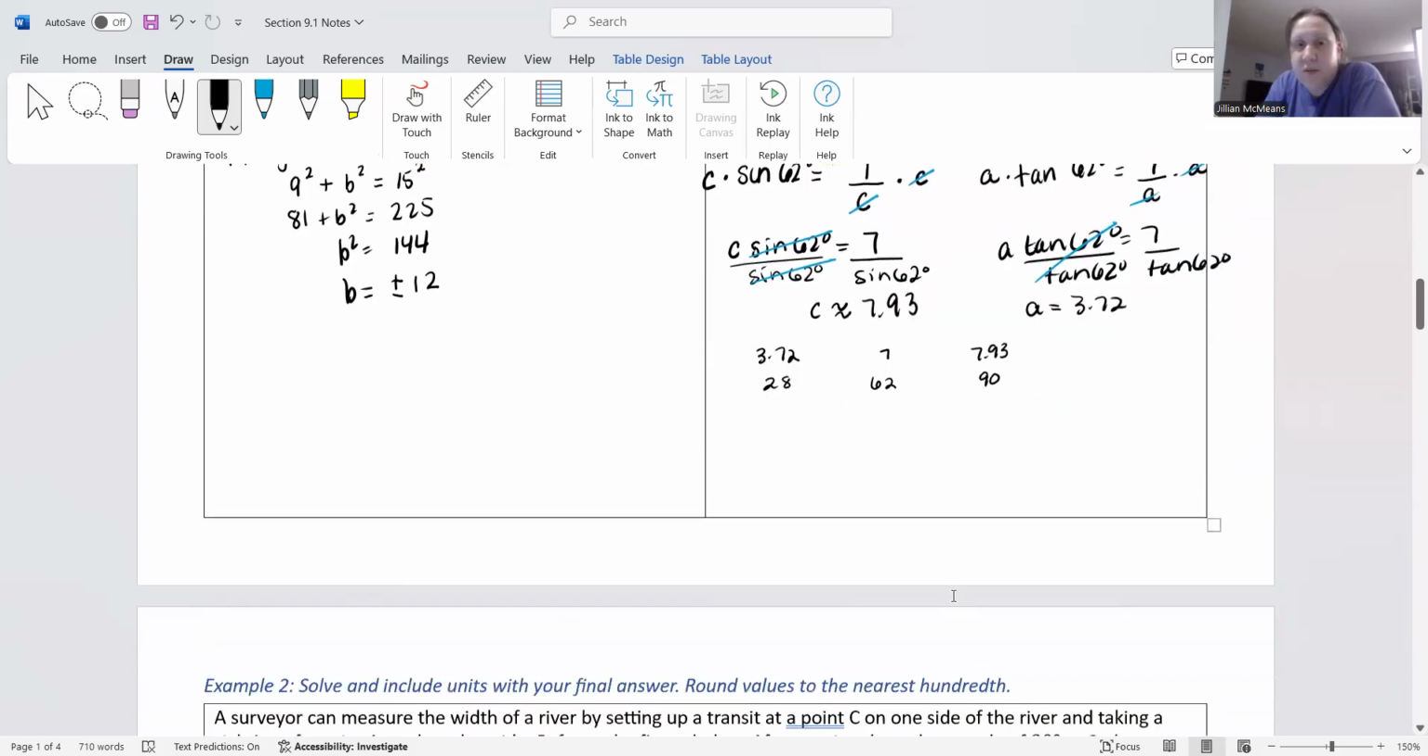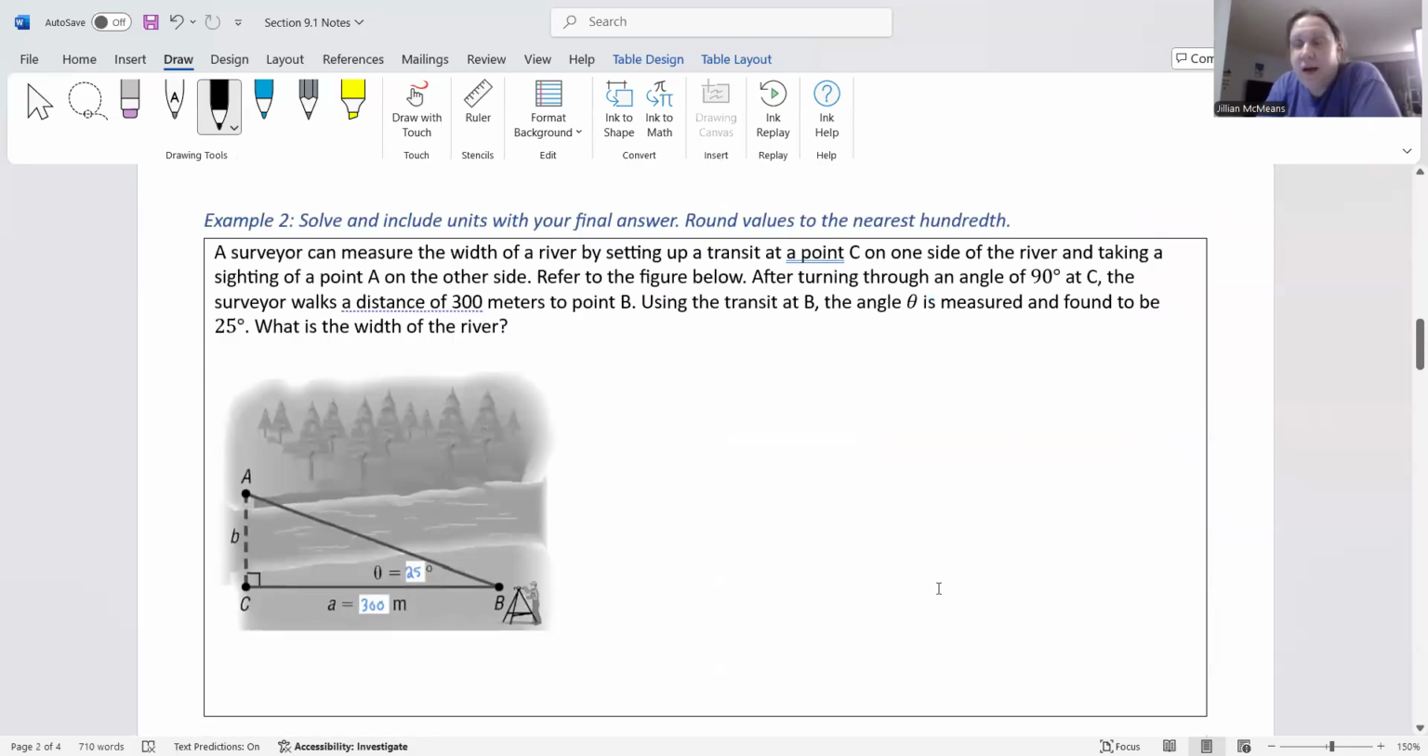All right, one more example. So we're going to look at an applied example. Example 2 says solve and include units with your final answer, round values to the nearest hundredth. Okay, so 2 decimal places again. So this one says a surveyor can measure the width of a river by setting up a transit at a point C on one side of the river and taking a siding of a point A on the other side. So that's what's happening here.